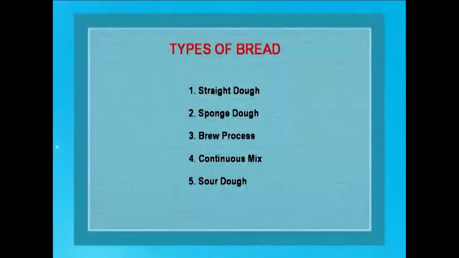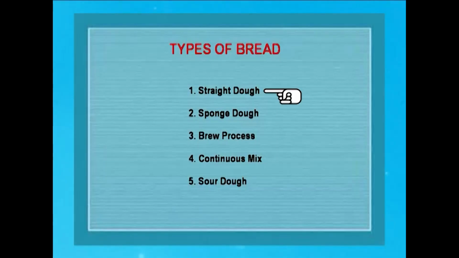With a view of this process, we will move on to briefly see what the different types of bread available in the market worldwide are. There are basically 4 types of processes which are followed and bread is produced. We have a 5th one which is slightly different from all of these. The first 4 are the straight dough method for bread production, the sponge method, the brew process, the 4th one is the continuous mix process, and finally the 5th, a different variety, the sourdough process.